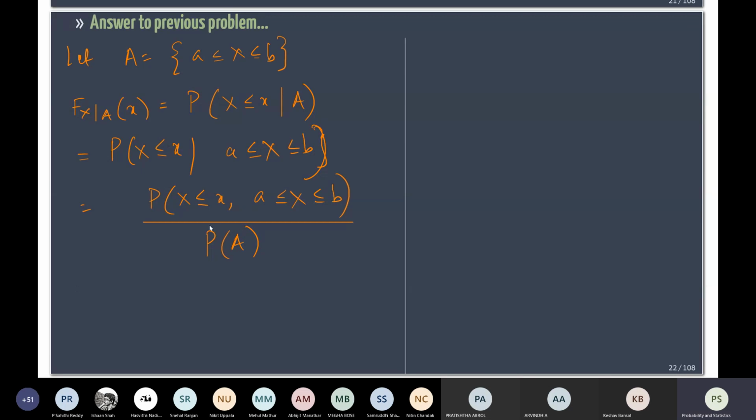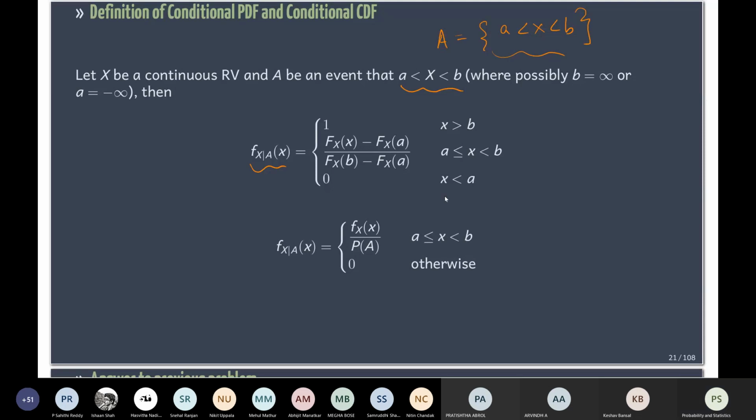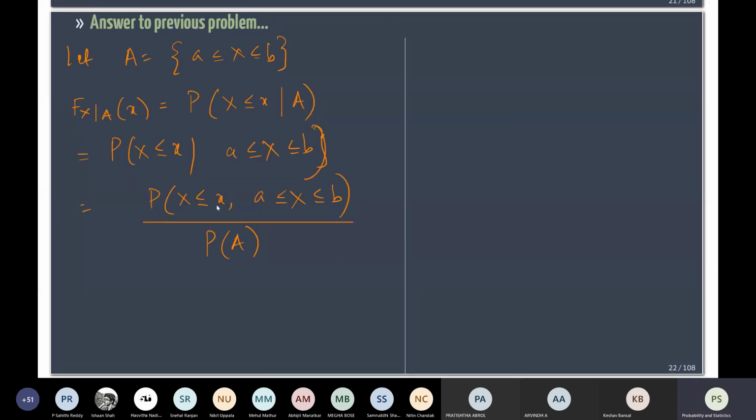So what do we note? If x is less than A, then it will be 0 anyway, right? If x is less than A, this joint event won't be satisfied, so this joint probability will be 0 anyway. So if x is less than A, then clearly F of x given A is 0, because the probability that X less than or equal to x and A less than or equal to X less than or equal to B is 0, right?